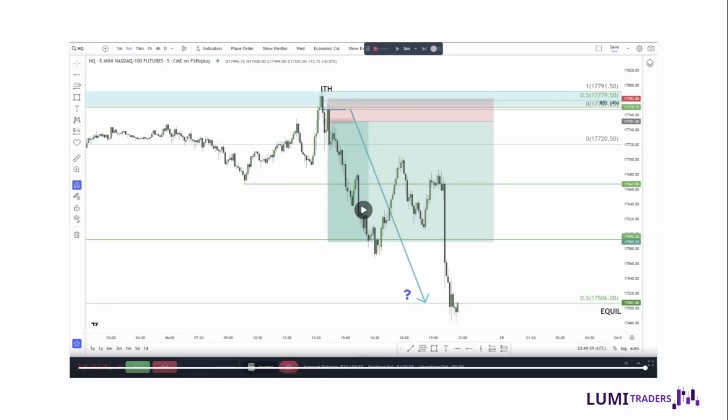It's a pretty solid setup. It works 9 out of 10 times on the 5-minute, 15-minute, and 1-hour charts. It's kind of a high probability setup always, especially during the AM session. So I like it. I like it so much.